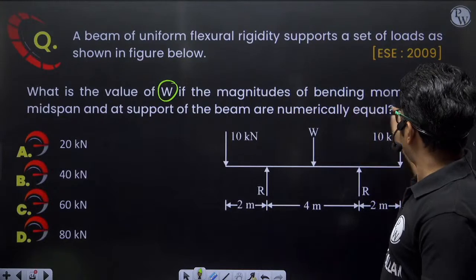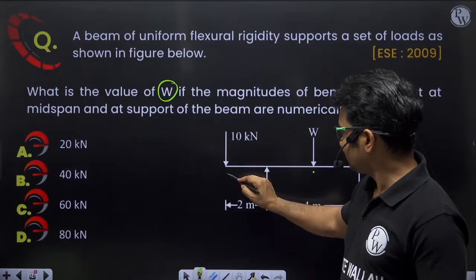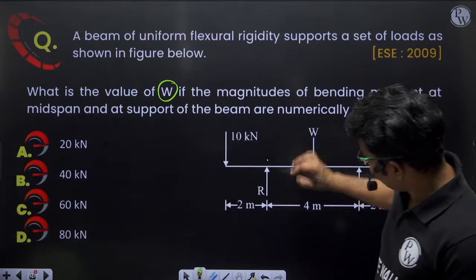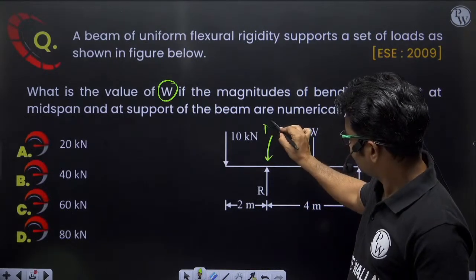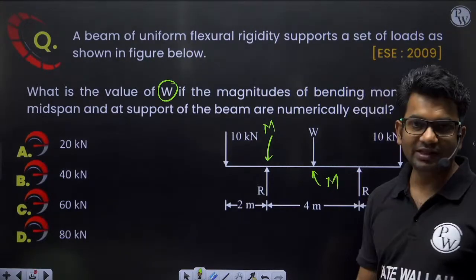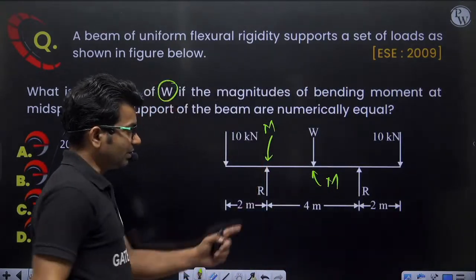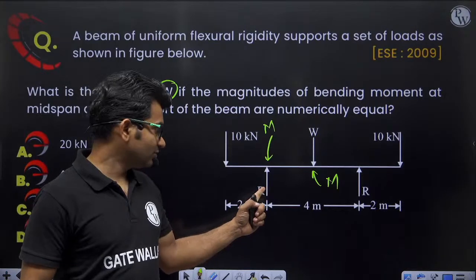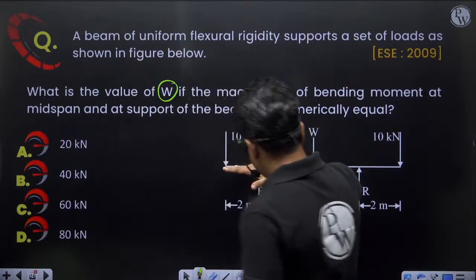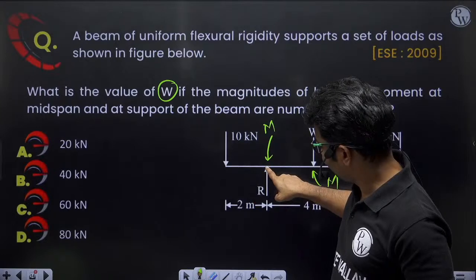If the magnitudes of bending moment at midspan and at support of the beam are numerically equal. So the bending moment at this portion, this portion and this portion are numerically equal. Now at this location, the value of the bending moment will be negative, because this 10 kilonewton will be giving hogging bending moment. So here I will be getting negative.